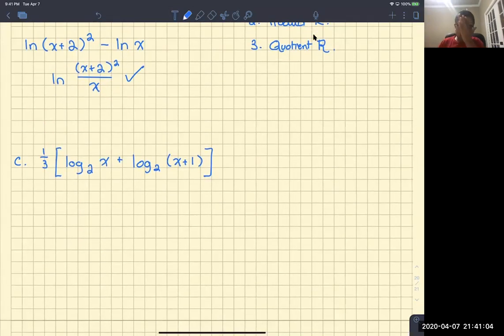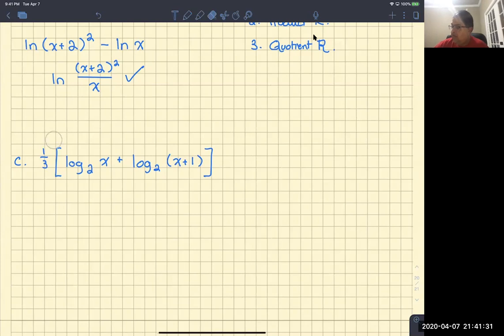Now, what do I do? Well, we are at a little bit of an impasse because we have never encountered something where we have 1/3 times two logarithmic expressions. So how do we do this? Well, there's two ways you can do this, and I'm going to show you both ways. The first way is to sort of fully expand what this thing means.